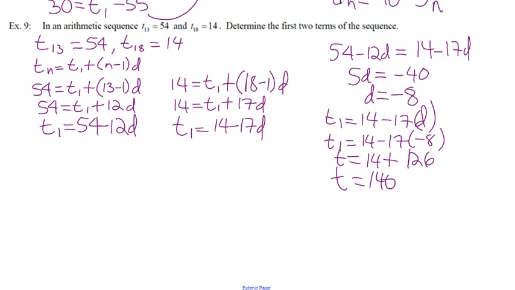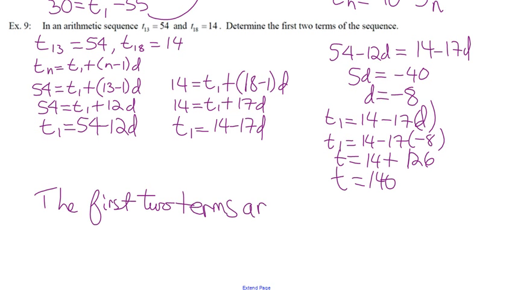And so, the first two terms, 140 and then, come on, people are watching and waiting. 132. Thank you. This explains why you did well yesterday. You actually can do math.